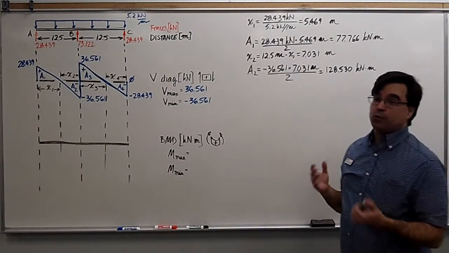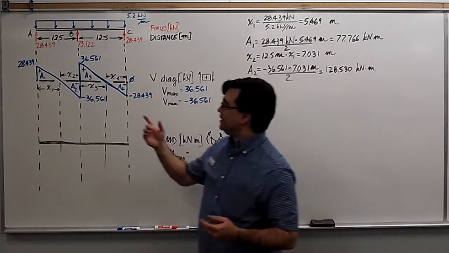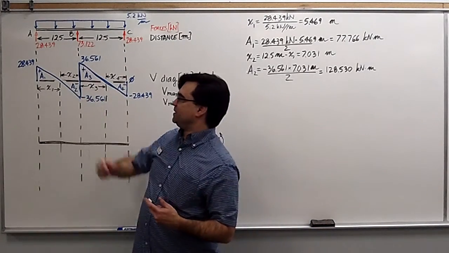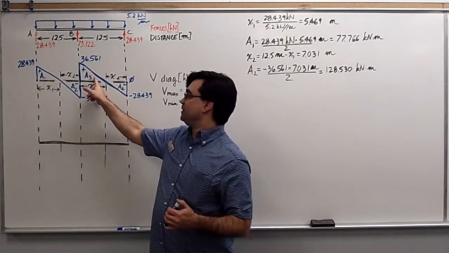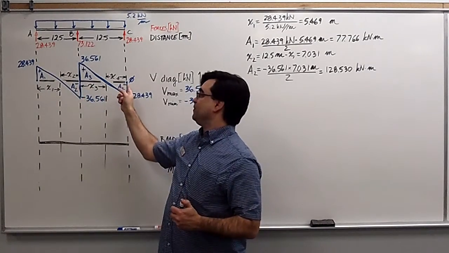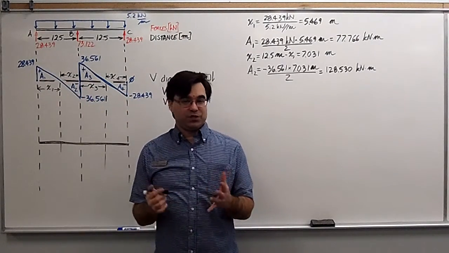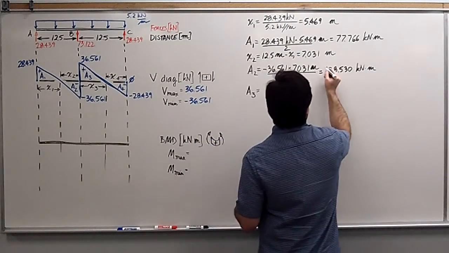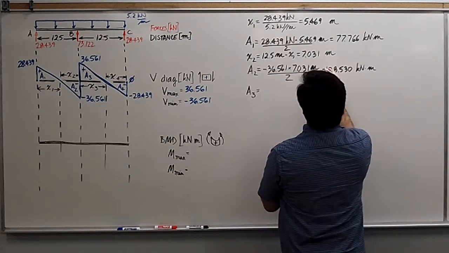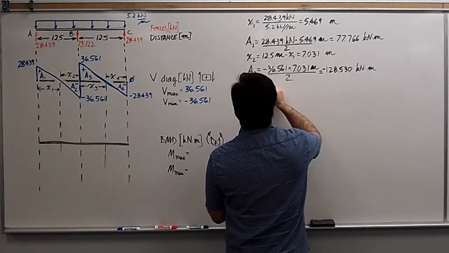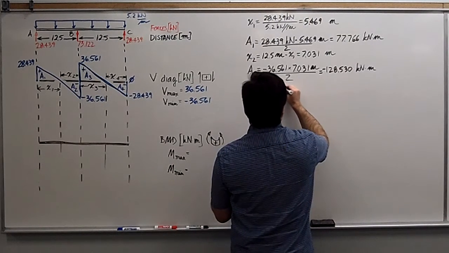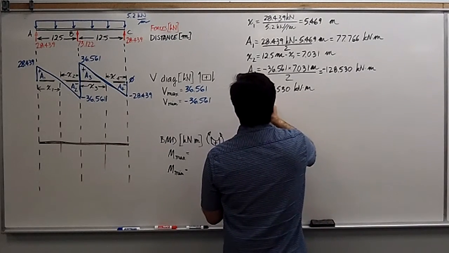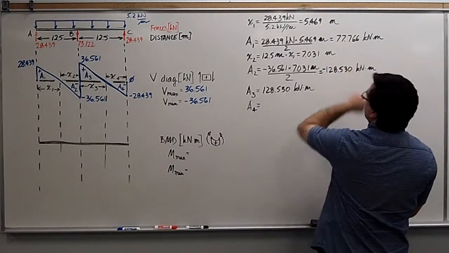Now, area 3 and area 4, we actually already had those values because everything here is symmetric. It just so happens for this specific case, everything is symmetric. So the magnitude of area 3 is the same as area 2. The magnitude of area 4 is the same as area 1. Just have to make sure we do this correctly, okay? Area 3. And a reminder, this is a negative, right? So area 3 is positive, 128.530. And area 4 is negative, so it's that.